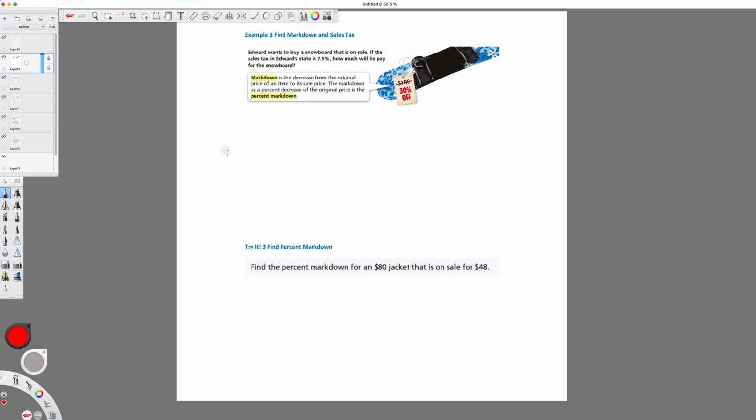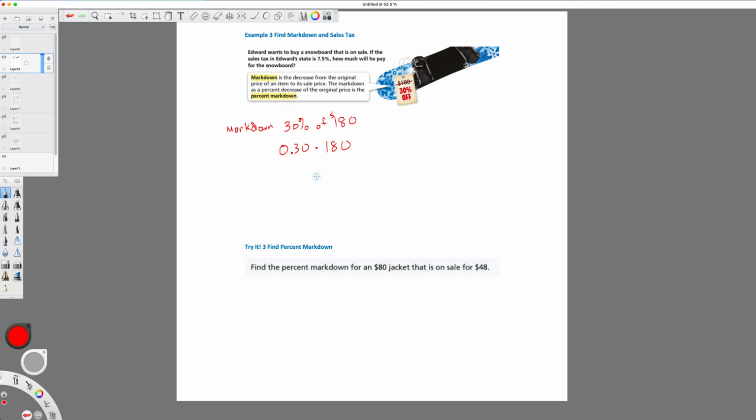So the first thing I'm going to do is calculate with this sale, this snowboard that is normally $180, it's on sale for 30% off. Well, I'm going to find out what is 30% of 180. So I'm going to find the markdown. So I'm going to write that down. I need to find out what is 30% of the 180 regular price. Well, that is 0.30 times 180. And then it's just a calculator problem.